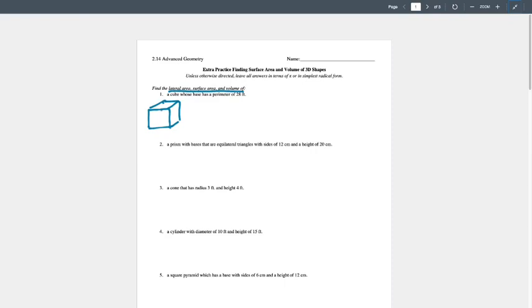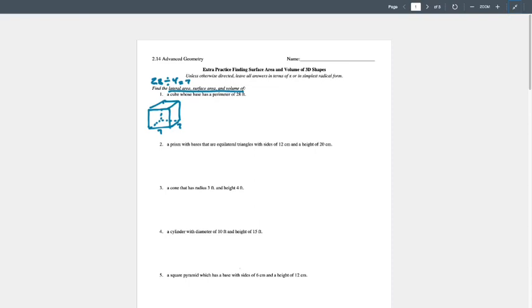So if the base has a perimeter of 28, you've got four sides that make that up. So what I'm going to do first is divide 28 by four sides, which gives me that each side length is 7. So each of these are 7 right here.